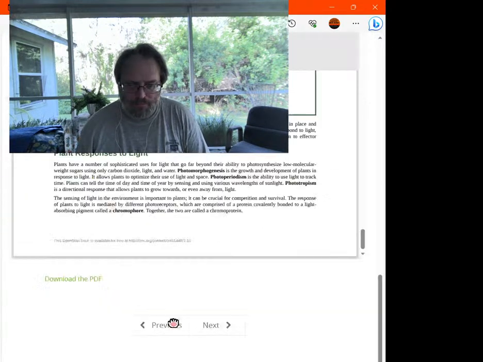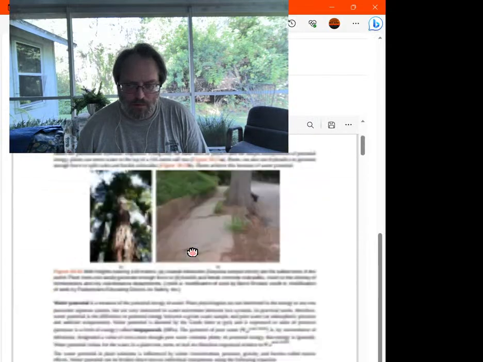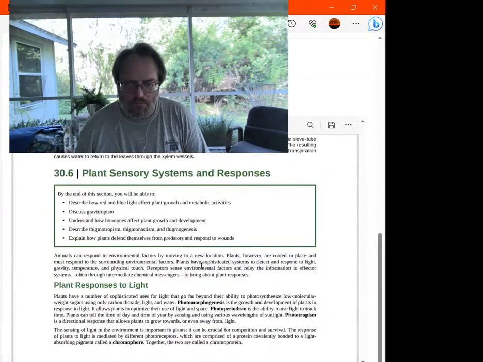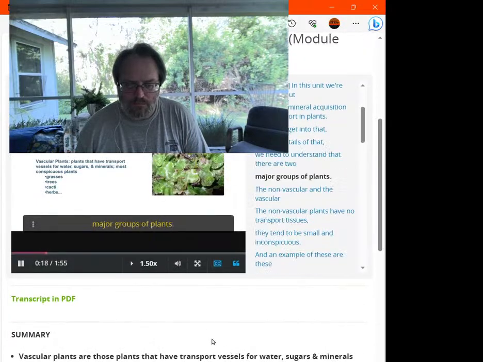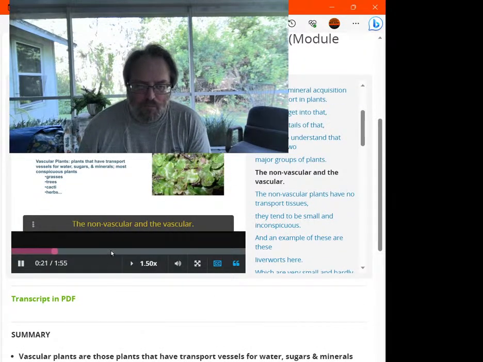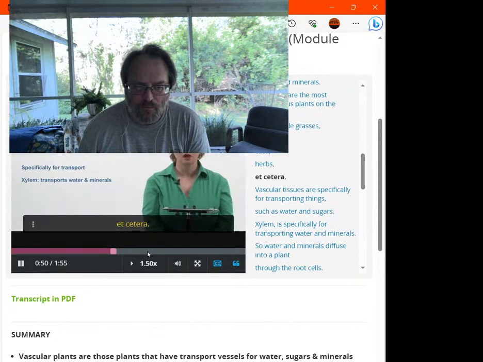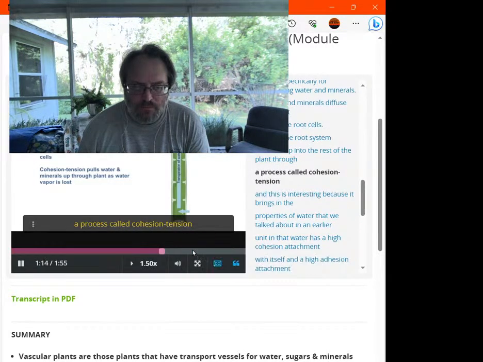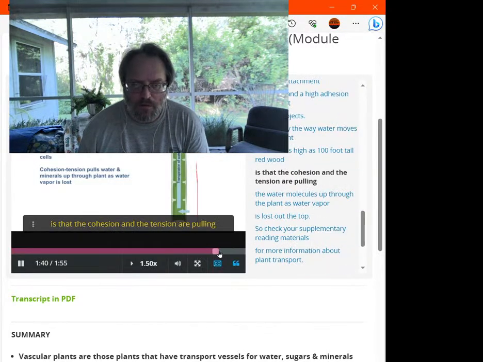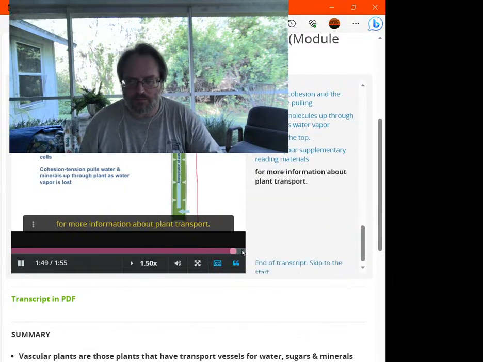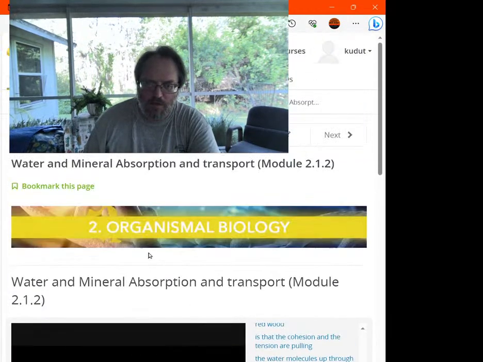In this unit, we're talking about water and mineral acquisition and transport in plants. Before we get into the details of that, we need to understand that there are two major groups of plants, the non-vascular and the vascular. Check the supplementary reading materials for more information on vascular tissues and transport.